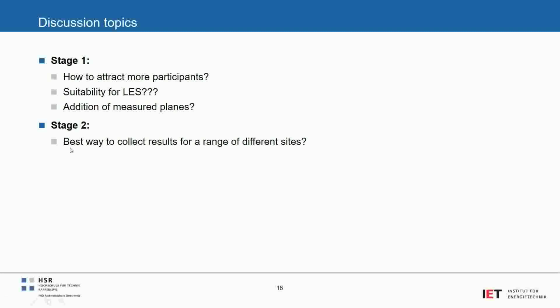And then for stage 2, what do people think about how we collect results for a range of different sites? The thing about the different sites is that we need to have one person submitting a range of different tools for one site, and what the best way might be to get this data. So I'd be happy to hear feedback or answers to those topics.